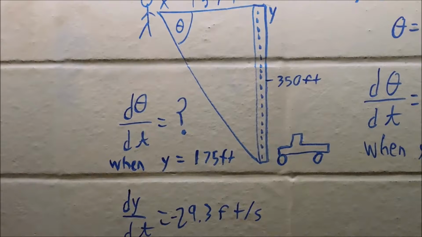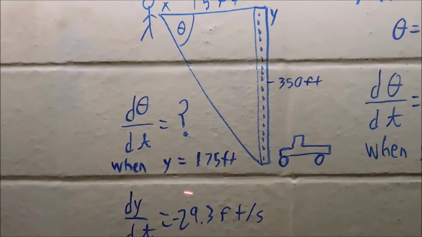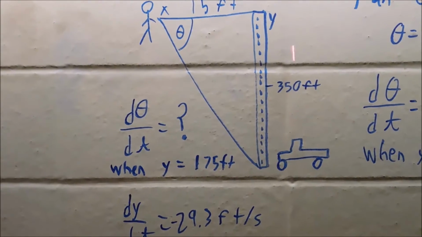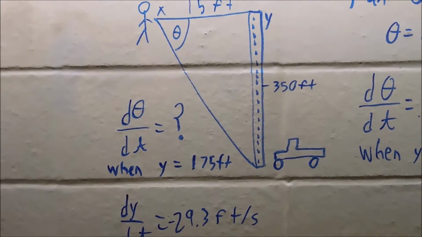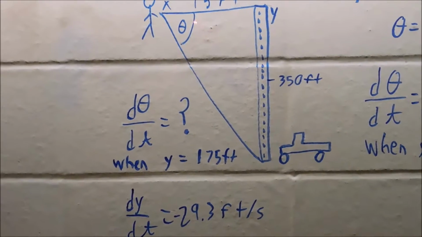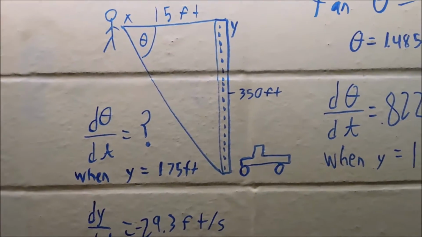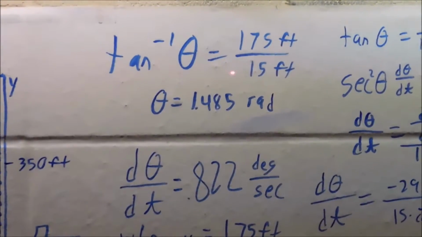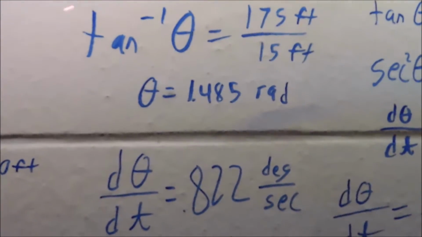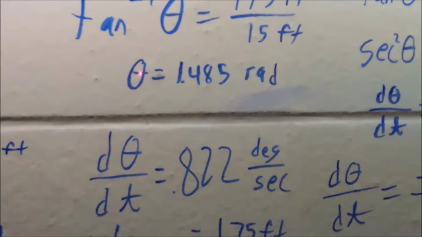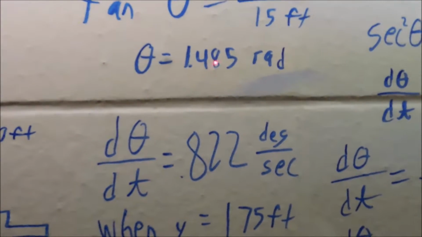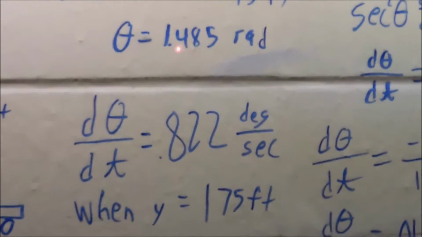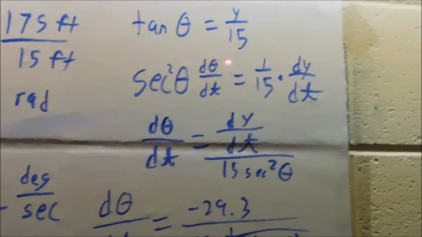So we have a dy/dt value, which is the rate at which the truck is going on the y-axis. And we're also going to need to find a theta value. So what we'll have to do is take the inverse tangent of 175 feet over 15 feet, which is y over x. That gives us a theta of 1.485 radians. So keep that in mind, we'll need that for later. So we'll move to the actual problem.